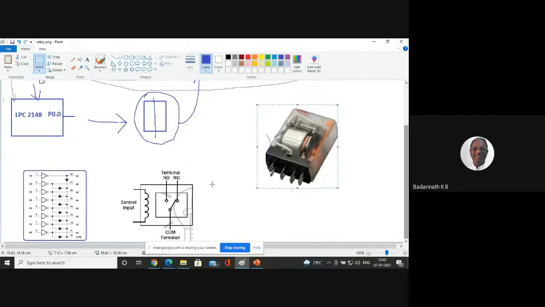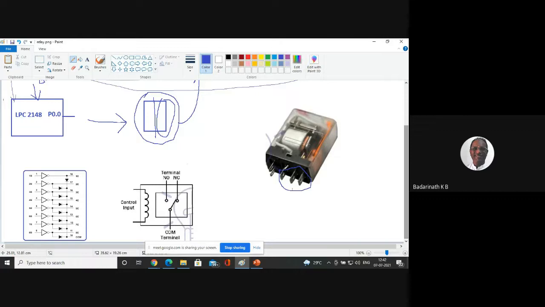As you see here, there is a moving part. That is, there is an electromagnet. When you energize the electromagnet, it moves to the other position. You can see there are three terminals here. So what are those terminals? These three terminals are available on the right side of your relay.